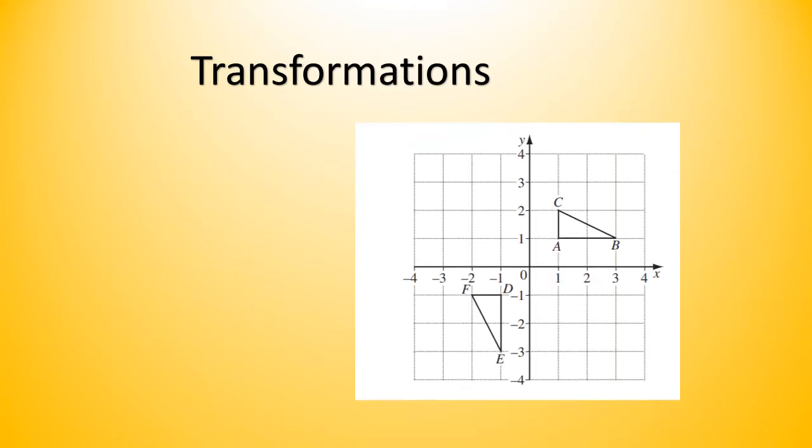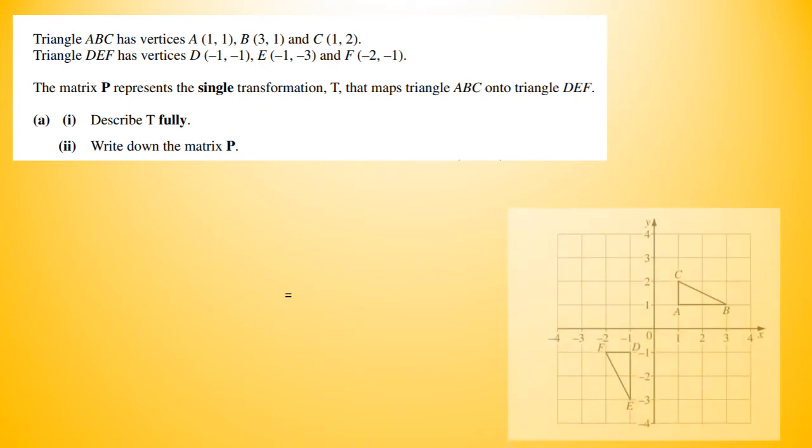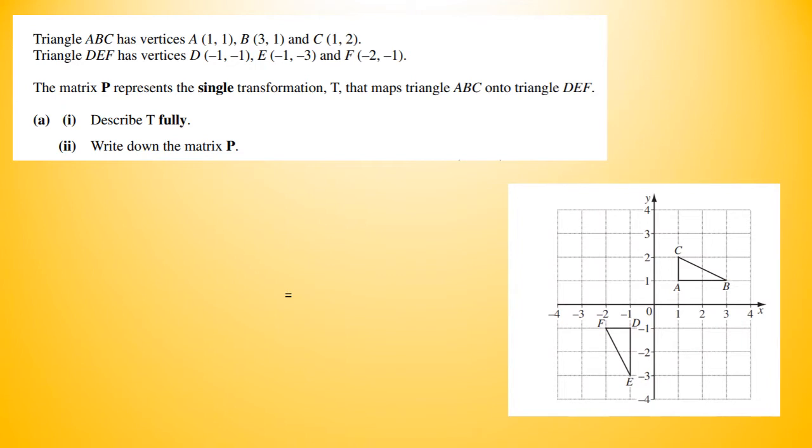Transformation, the second video. Triangle ABC has vertices A (1, 1), B (3, 1) and C (1, 2). Triangle DEF has vertices D (-1, -1), E (-1, -3) and F (-2, -1). So these two triangles are drawn on the grid.